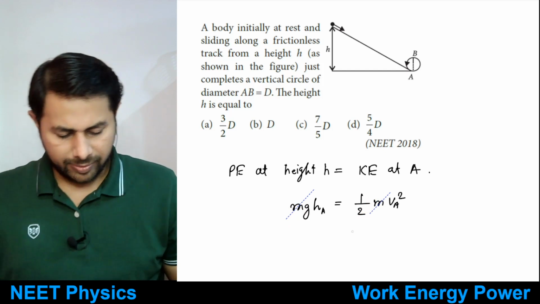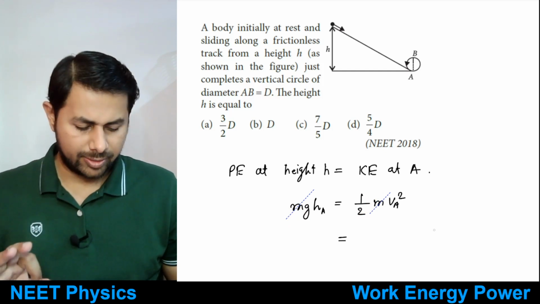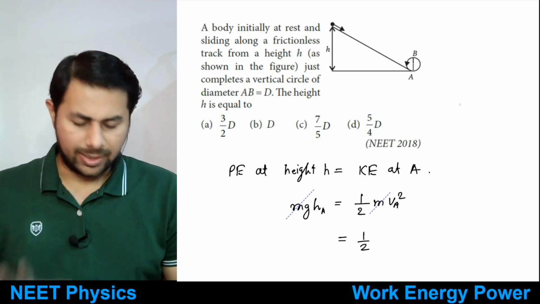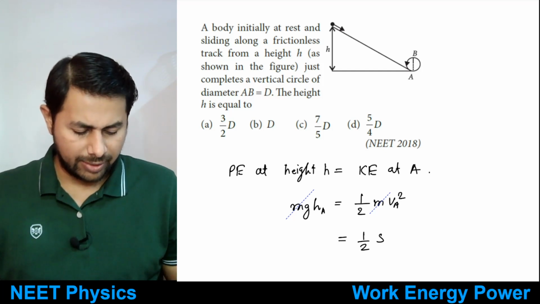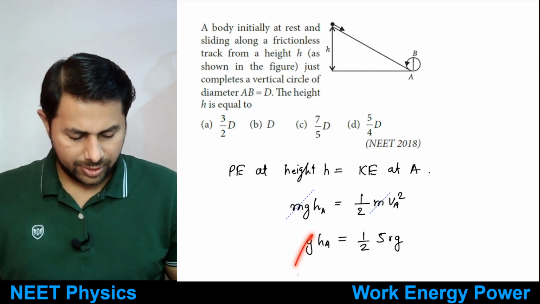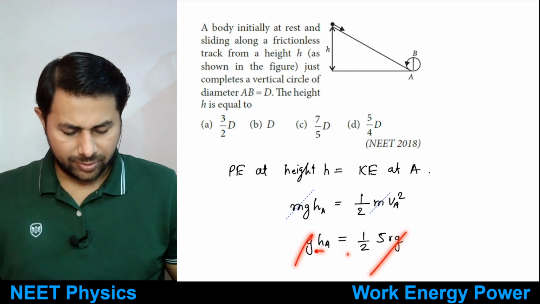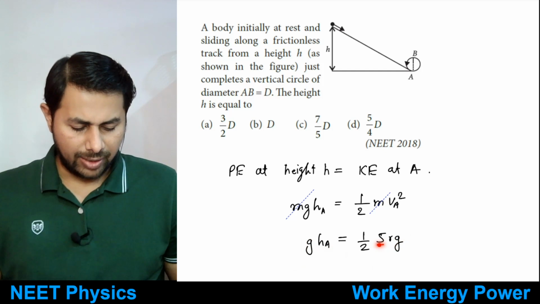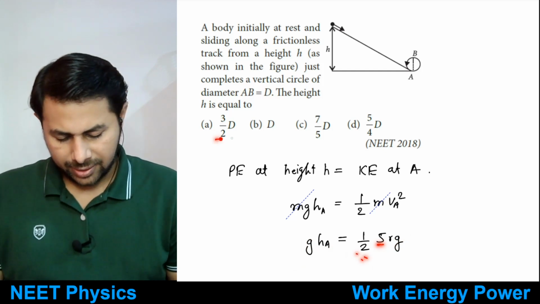Then put the value of the speed that you need. That's equal to root 5 Rg at the bottom. So the square of that is 5 Rg. So that is gh at A. So g gets cancelled, right? So the height at A is just equal to 5r by 2. And is there that option?